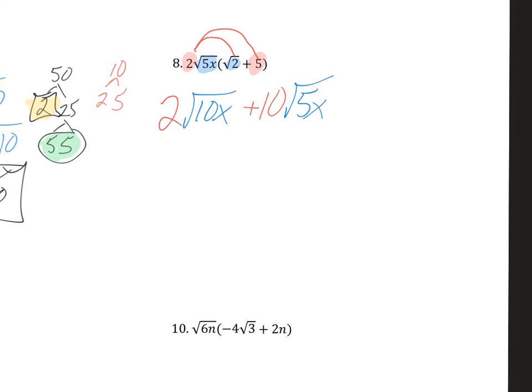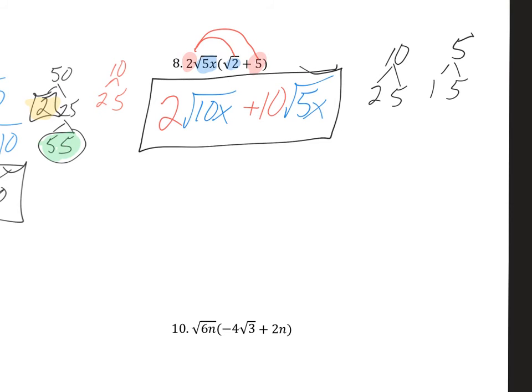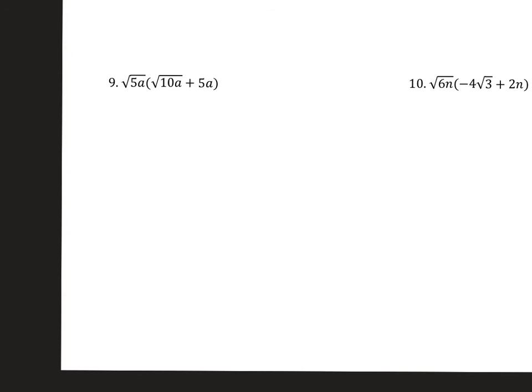Okay, let's go ahead and make sure that we can't simplify anymore. So 10 goes to 2 and 5, can't do anything there. 5 goes to 1 and 5. So this is my final answer. Okay, let's go ahead and try these last two.